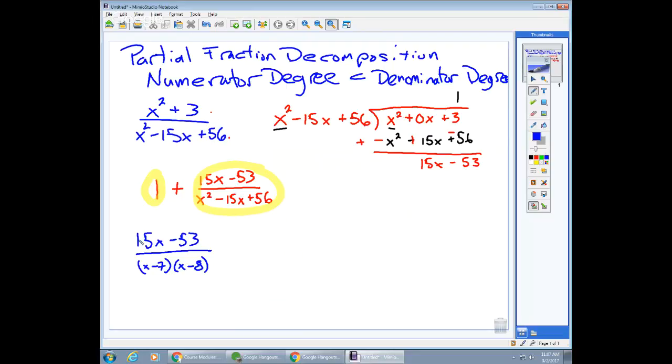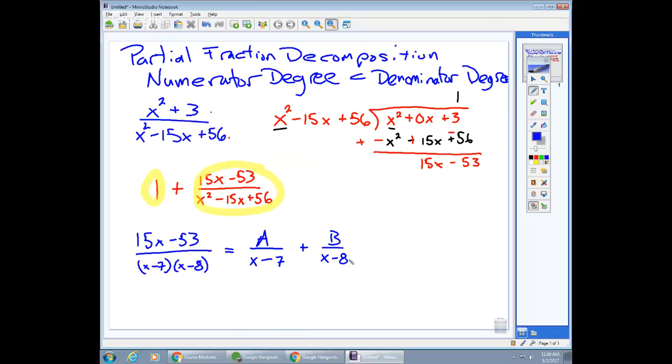Ooh, thank you, it's a 15x, yep. Good job. And now that I have a proper rational function, I can say this is equal to some number a over x minus 7 plus some number b over x minus 8. And I have to identify what the values of a and b are.